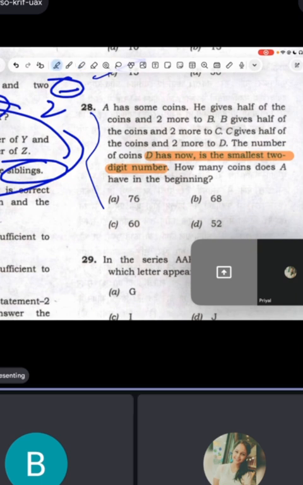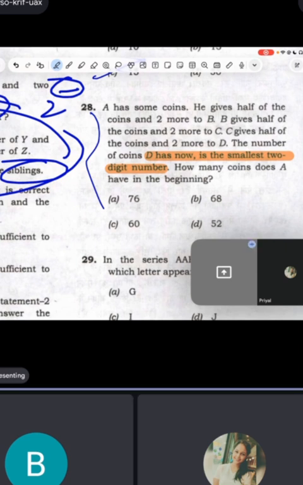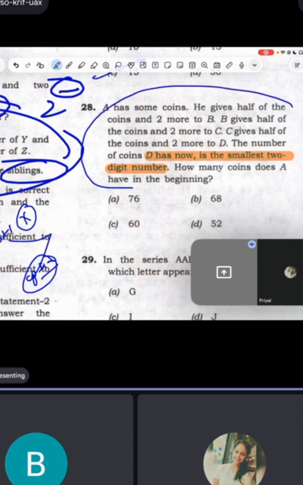You can adopt a different approach to solve this question, but I have one simple way. To solve CSAT, there is one simple approach. When the statement is difficult, the options are easy, and when the options are easy, the statement is difficult. Here the statement seems difficult, because A gives two more to B, then B gives to C. There can be confusion, so I will avoid this approach.